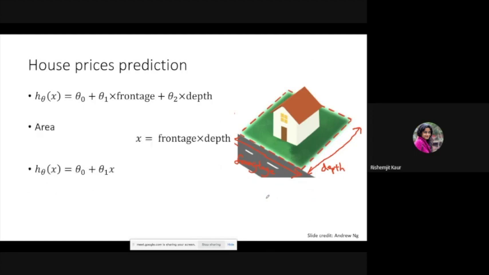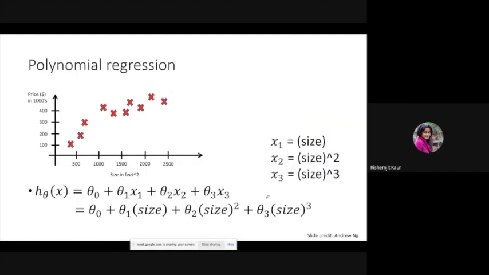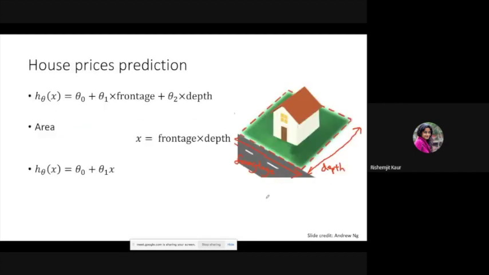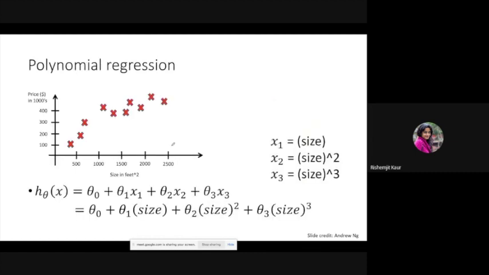So now, again coming back to our house pricing prediction. What we have done is taken two features, the depth and the front area. We have divided the area into two parts, and taken its length and width, you can simply say, the frontage and the depth. So in this case, this is our hypothesis.